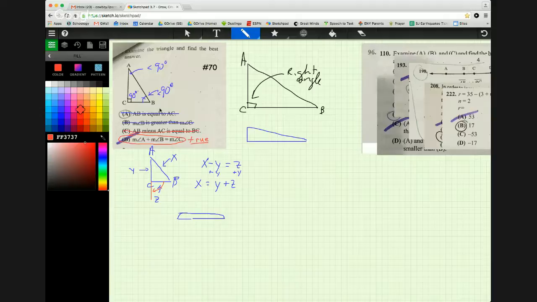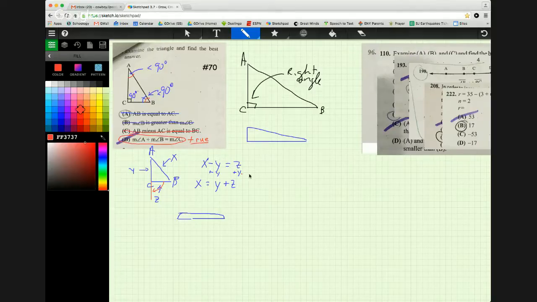And let's think about that. Well, the measure of angle A plus the measure of angle B, does that equal the measure of angle C? In other words, does this angle here plus this angle here equal 90? Well, it has to be true. And the reason is because all triangles add up to 180 degrees. So if this angle is equal to 90, then the other two together must equal 90 to get us to that 180 degrees.